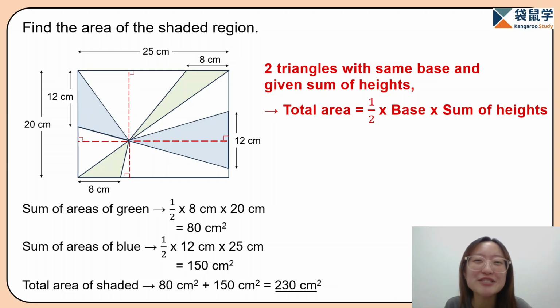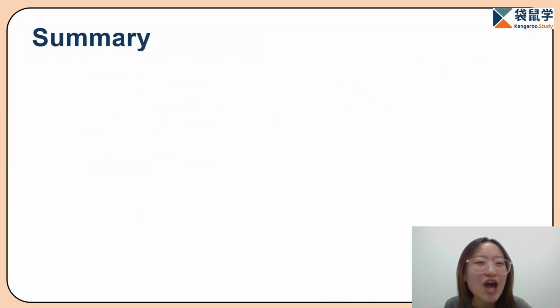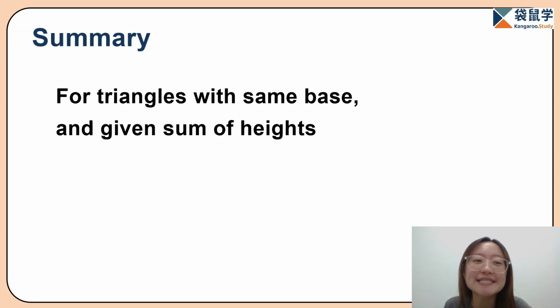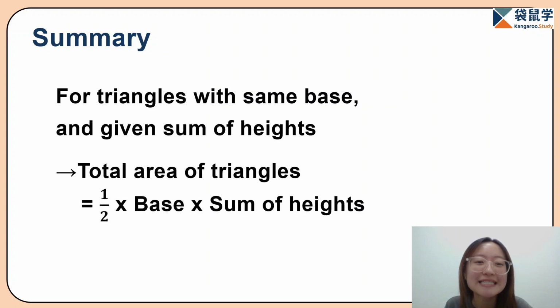Now let's summarize what we have learned. When we have triangles of the same base and we are given the sum of heights, how can we find the area sum of triangles? We can just take half times base times sum of heights. And we have come to the end of this video.